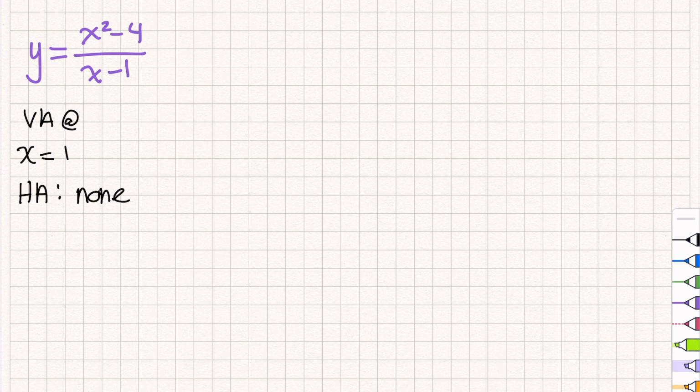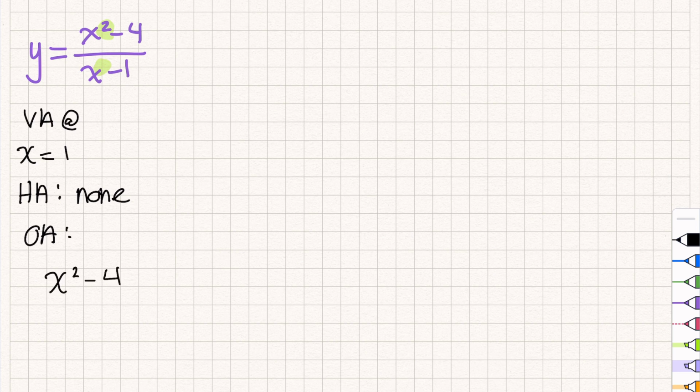However, notice the degree here is 2, the degree here is 1. What happens when the degree is exactly 1 higher? Well, let's find out. If we recall, we're going to have an oblique asymptote. Well, what is that oblique asymptote? In order to find oblique asymptotes, remember we're going to divide. So we have the function x squared minus 4 divided by x minus 1.